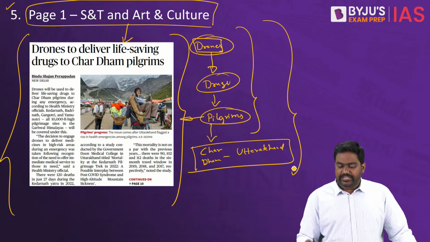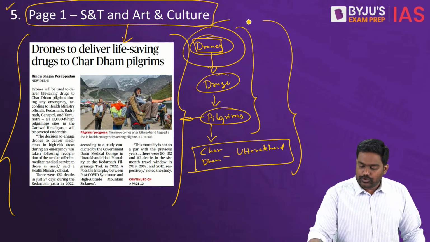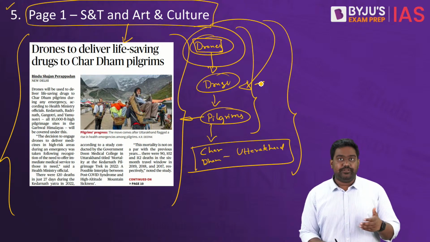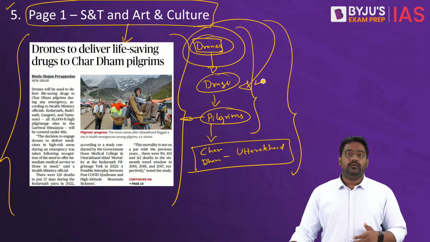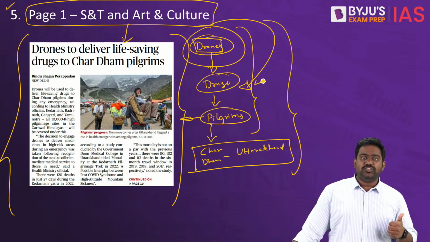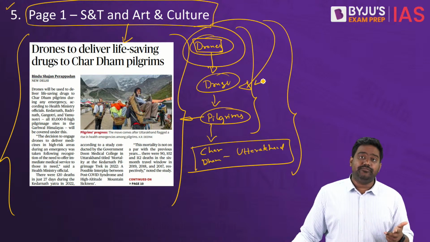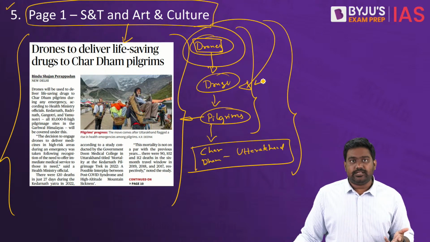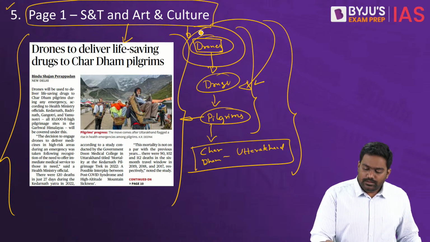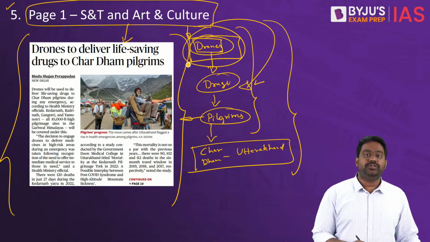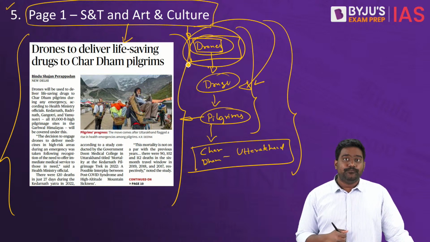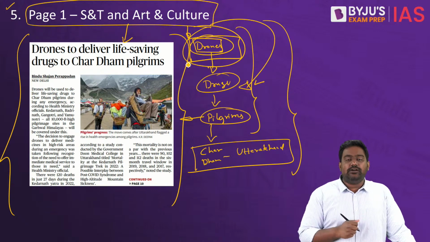So this highlights 2 points. One, the role of drones in future delivery. How drones can revolutionize disaster management, healthcare, and service delivery, including the e-commerce sector, food delivery, etc. The civilian application of drones is immense in the near future, right? So that is one point you can take away from here.